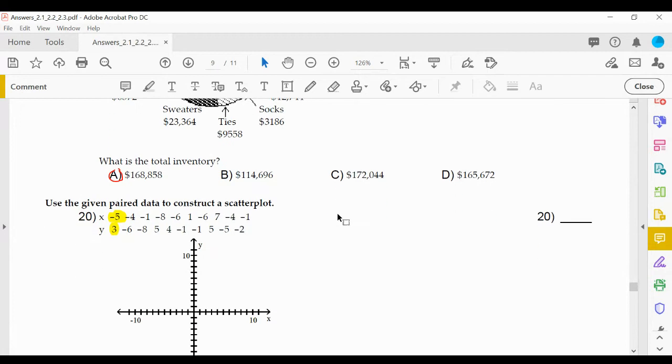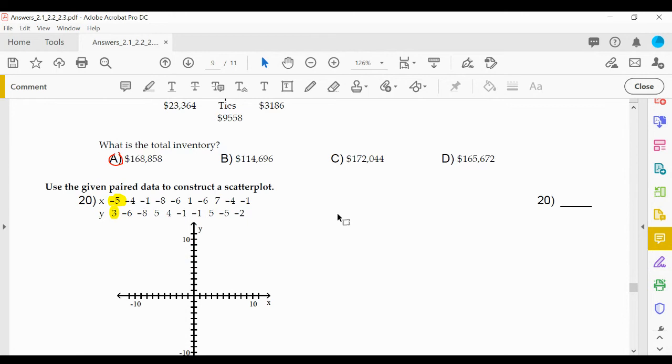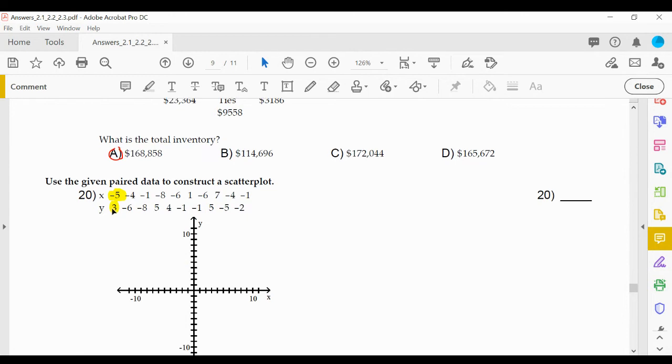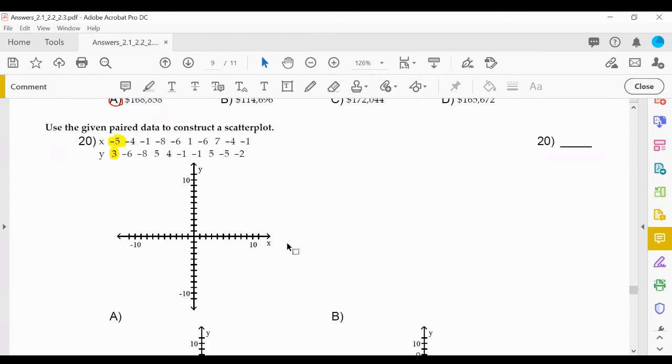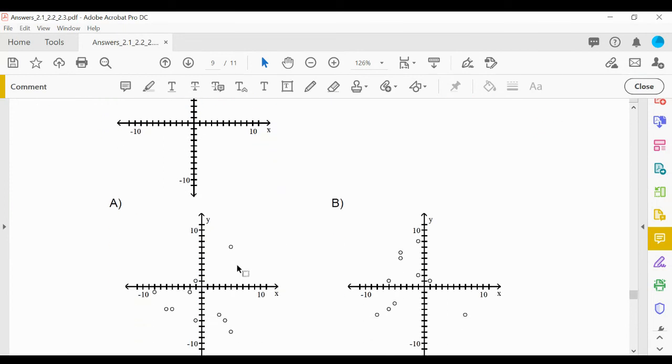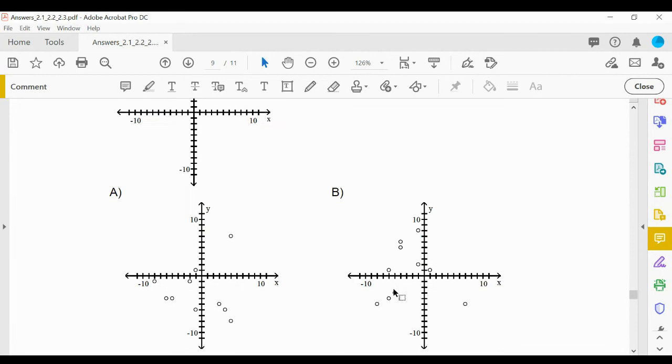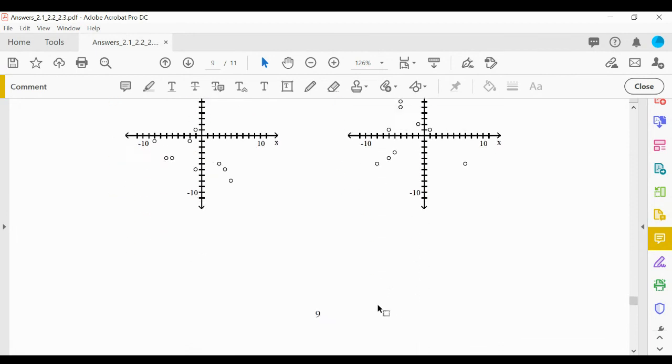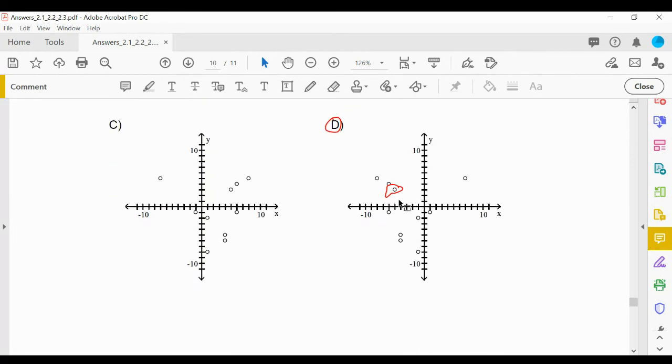A scatter plot is like plotting points on a Cartesian plane. First value, my x value is -5, my y value is 3. As I look at this, I don't see a -5, 3 here. I don't see a -5, 3 here. And the only one, letter D, is the only one that had a -5, 3.